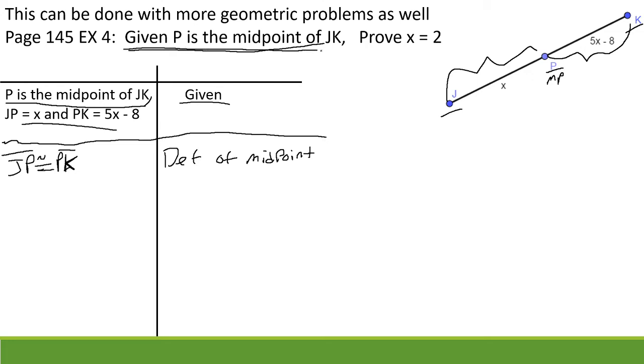So it says given P is the midpoint. If they didn't tell us this, we couldn't use definition of midpoint because we wouldn't know it was a midpoint. So we have to be given that something's a midpoint first before we can use the definition.